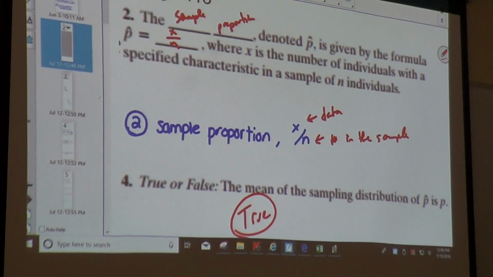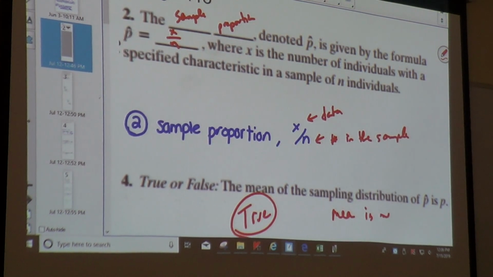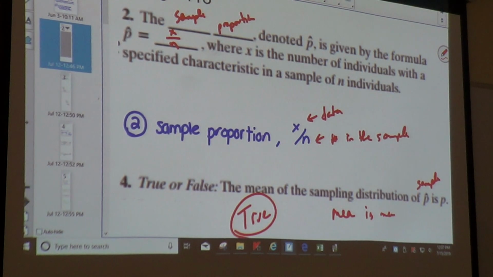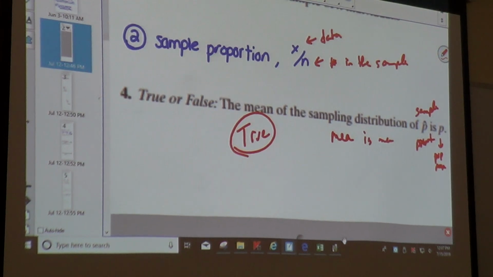The mean is the mean. The sample proportion is the same as the population proportion. Those are going to be the same.